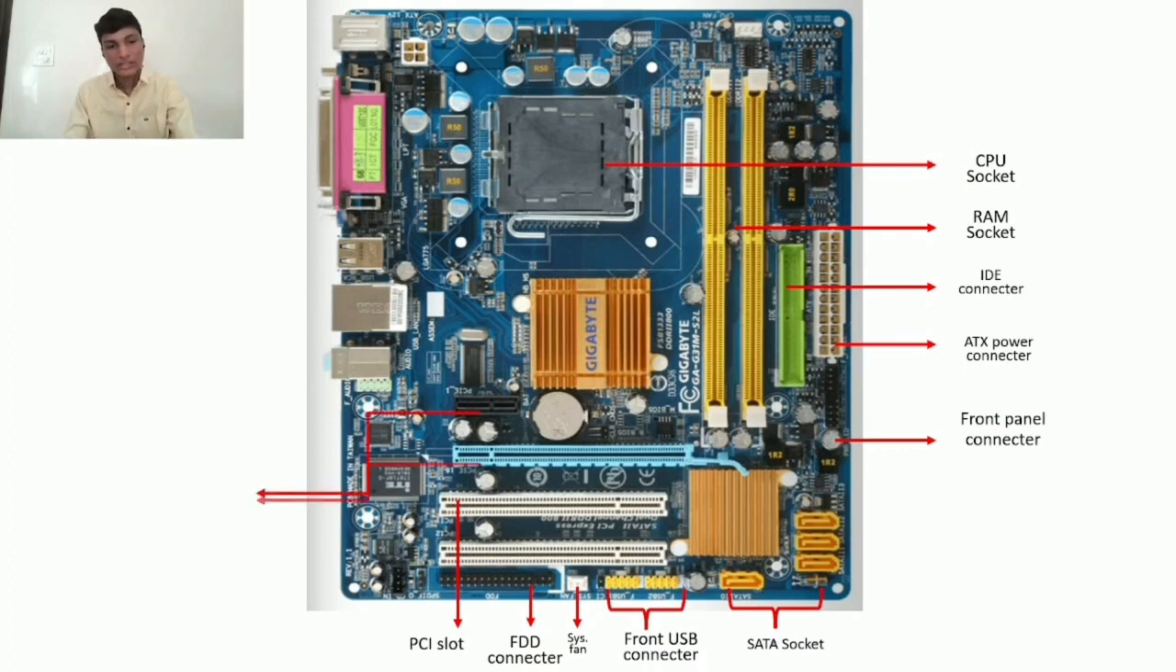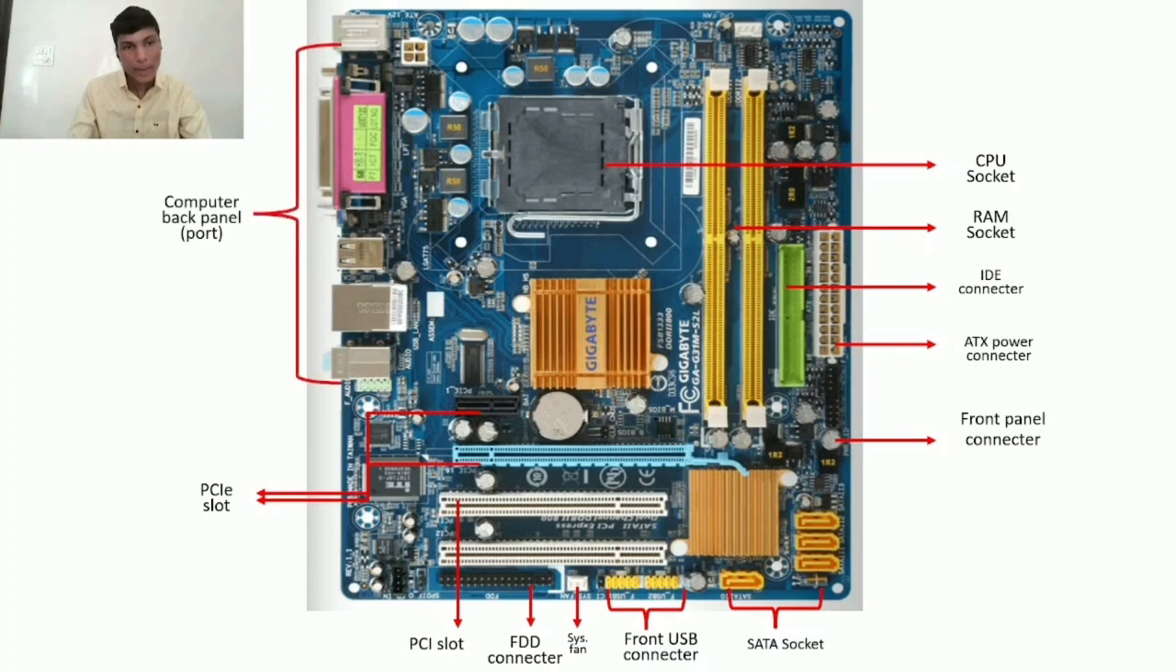So next is the PCIe slot. PCIe slots are a type of expansion slot on a motherboard that is designed to accommodate Peripheral Component Interconnect Express cards. These cards can be used to add additional functionality to a computer system, such as high-speed network adapters, graphics cards, and storage devices. Overall, PCIe slots provide a convenient way to expand the capabilities of a computer system and are common features on modern motherboards.